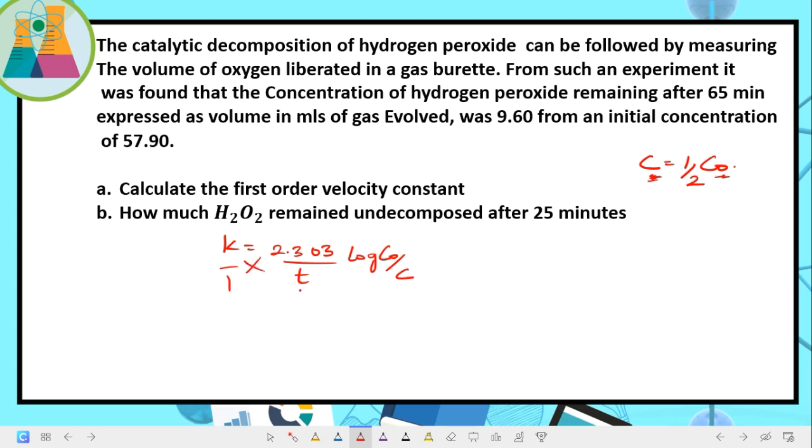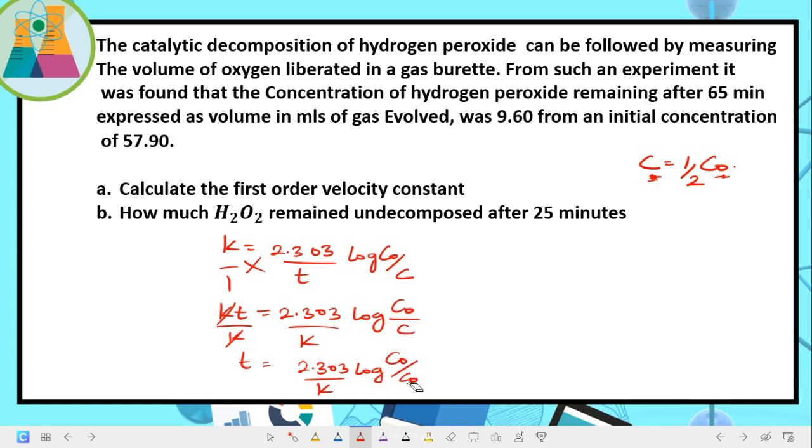But before we can actually do that, we are looking for half-life. So let's make t the subject of the formula. When this crosses to here, what are we going to have? We have Kt is equal to 2.303 log CO all over C. Now we want to make t the subject of the formula, so divide both sides by what? K. So K cancels K, and your t will become 2.303 divided by K, then log CO all over C.